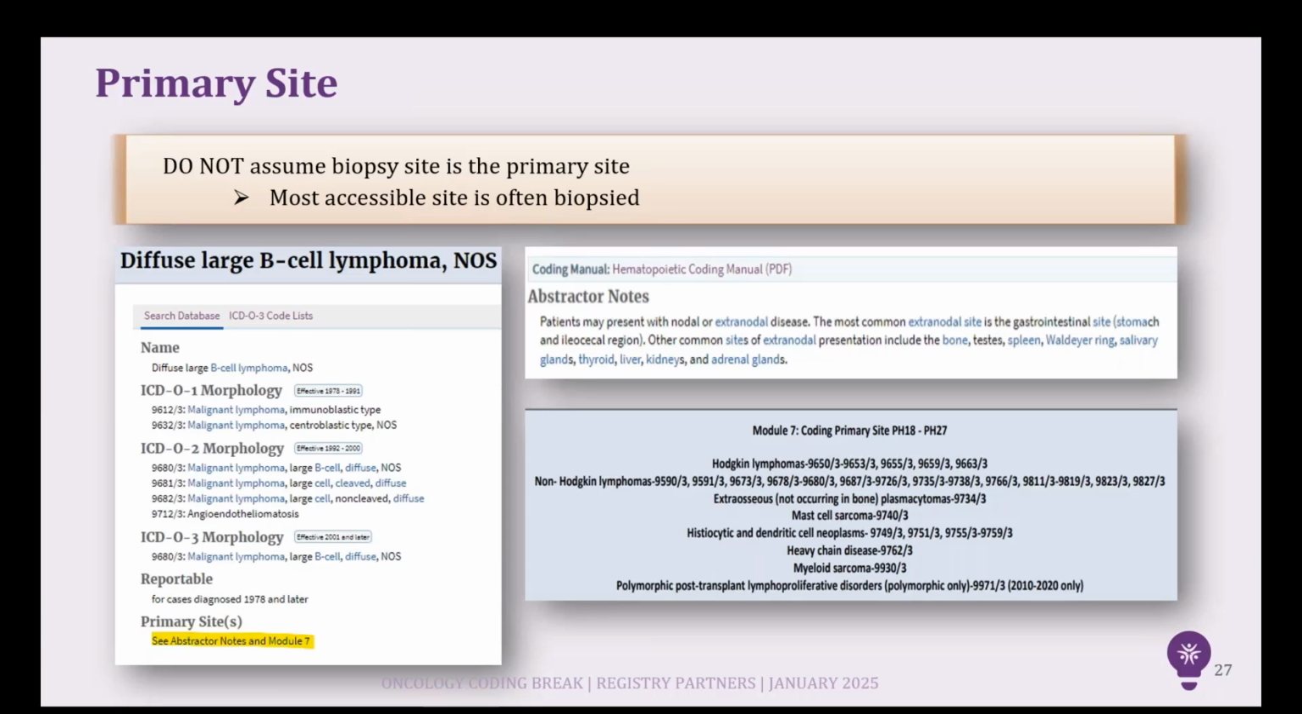So if we look at the abstractor notes, it reads, patients may present with nodal or extranodal disease. The most common extranodal site is the GI site. Other common sites of extranodal presentation include the bone, testes, spleen, and so on. So that didn't really give us any information. So we'll go to Module 7 in the heme manual.